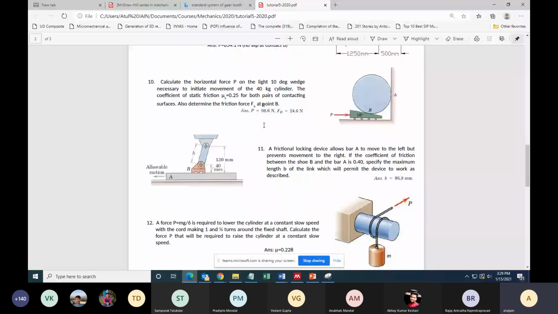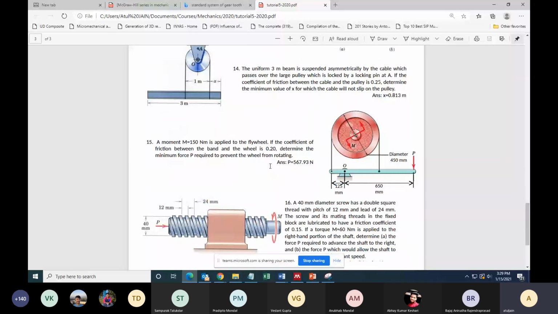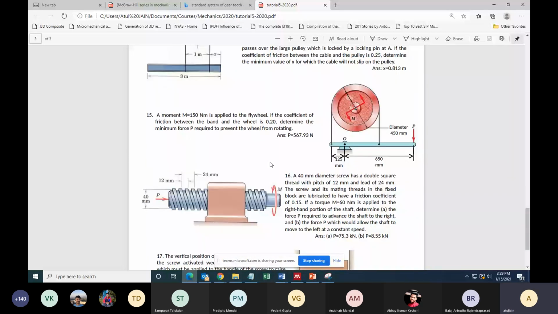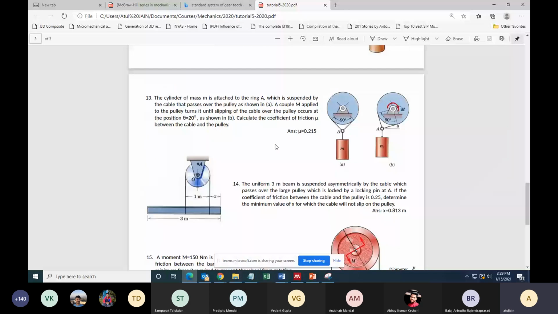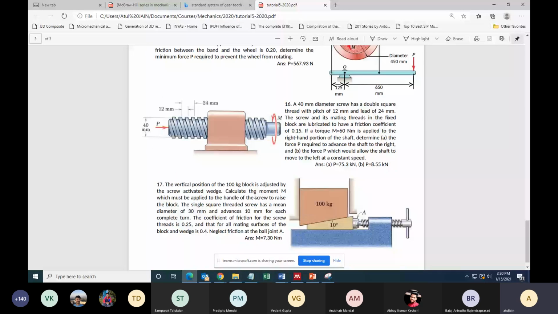11, I think, is basics of friction. 12, 13, 14, 15 is belt drive. When you have a belt drive, there is friction, so the tension in the two ends of the pulley is not the same. This will depend on friction. The horse was an example of that, where one end was free, so tension was equal to the mass of the load. On the other side, there is a lot of friction. So 12, 13, 14, 15 is belt drive. 16 and 17 is screw jack. 17 is screw jack plus wedge, both concepts combined.